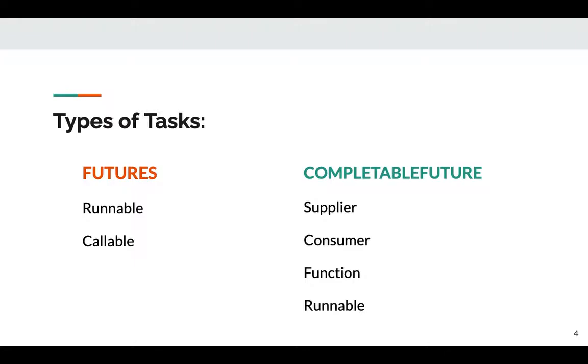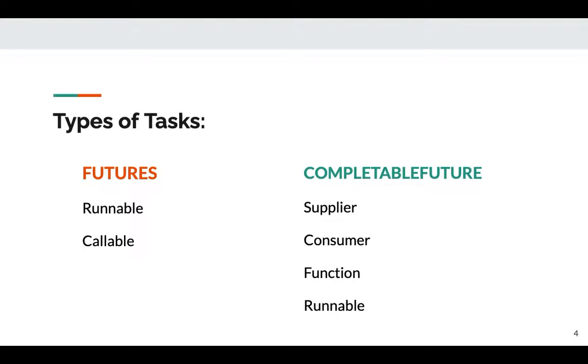After supplier, we have a function, which is again a functional interface. This is used as an intermediate phase in many pipelines to transform values, to take in an input and provide an output. We also have the consumer, which is a functional interface which takes in values but doesn't return anything. It's sort of the opposite of a supplier, and from the name itself, it is obvious that it is there to consume and not to return anything back. And of course, we have the runnable that we have also seen in futures.